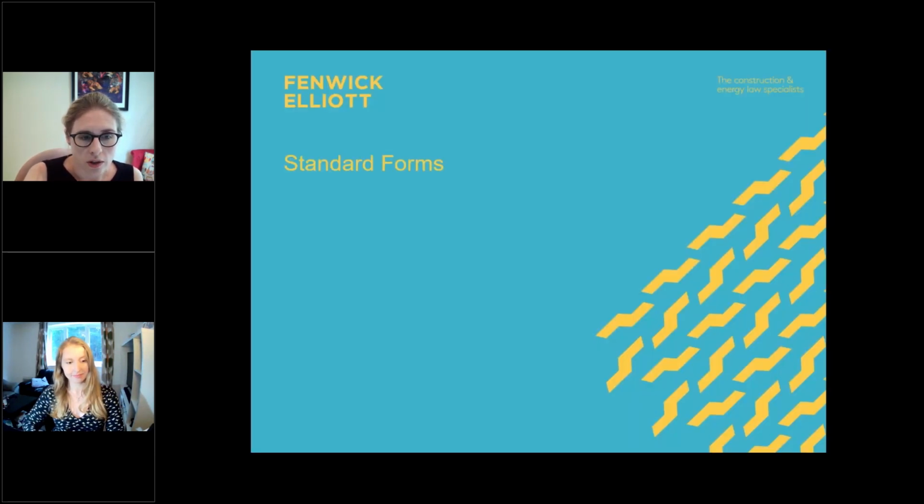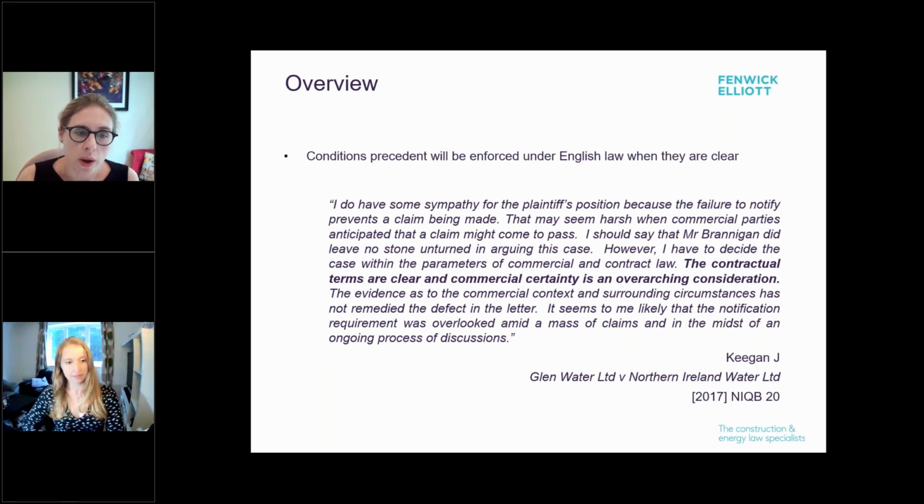So just moving one slide back. In overview, just to summarise, where condition precedents are clear, they will be enforced under English law. And this Northern Irish case is actually quite a good example of where that can result in a harsh decision, but the judge still goes ahead and enforces it. This was a PFI project for the upgrade of sludge treatment services in Northern Ireland, very glamorous. It was accepted here that the relevant clause was a condition precedent, and the question was whether the claimant had notified the claims made in the proceedings as required under that clause. Now, it was held that they hadn't.